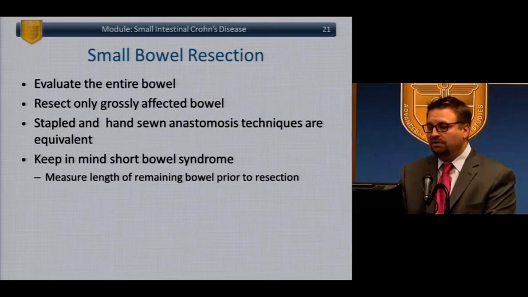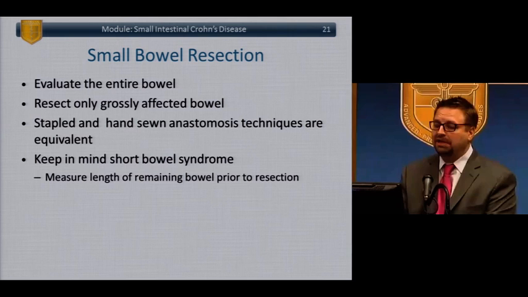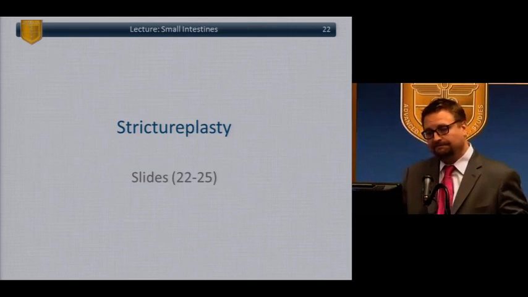And then always keep in mind short bowel syndrome. Even on your first operation, measure their bowel because you need to sometimes follow that progression. Whether it's their first or 10th operation, always measure how much you're taking out and, just as importantly, how much you're leaving behind, because this may guide your decision-making on subsequent operations.